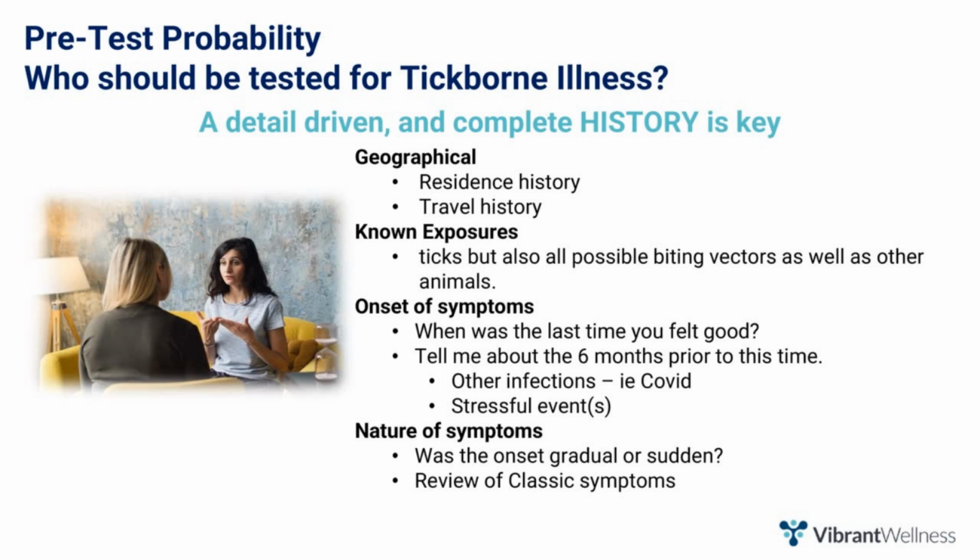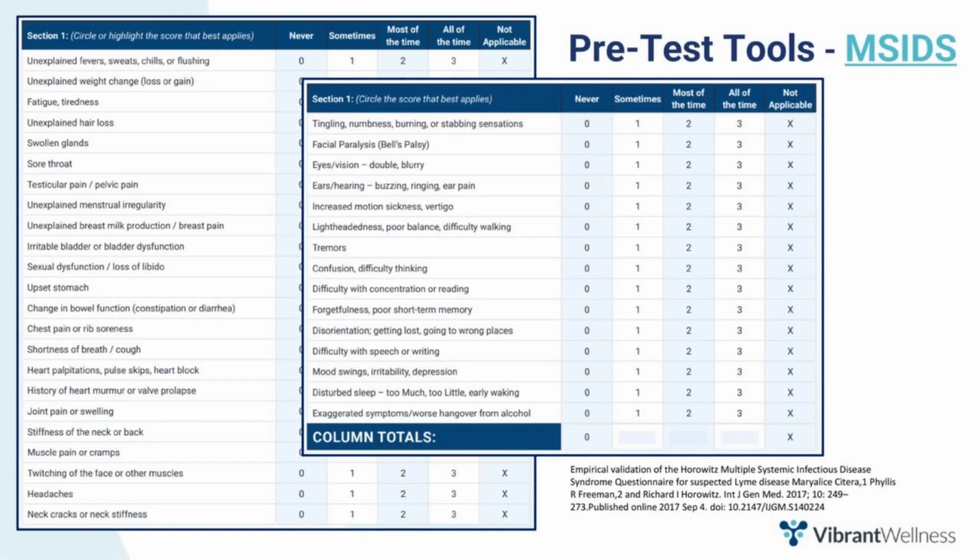And then what's the nature of the symptoms? Was it gradual or sudden? If they had a summer flu and then they've never felt good since, we need to start moving tick-borne diseases up higher in our differentials. And then we're reviewing a lot of those classic symptoms. You can get those classic symptom lists for Lyme as well as the co-infections in some various books that I'm going to point out at the end.